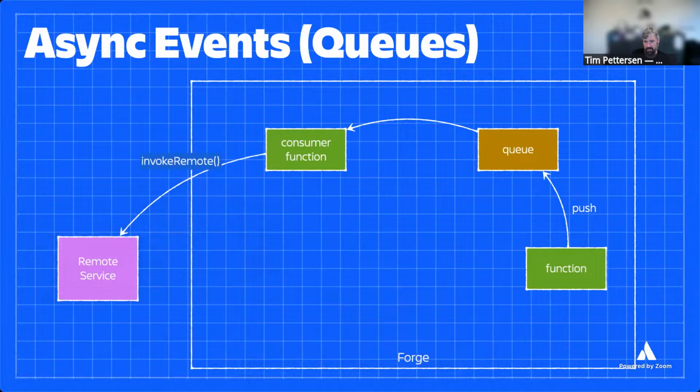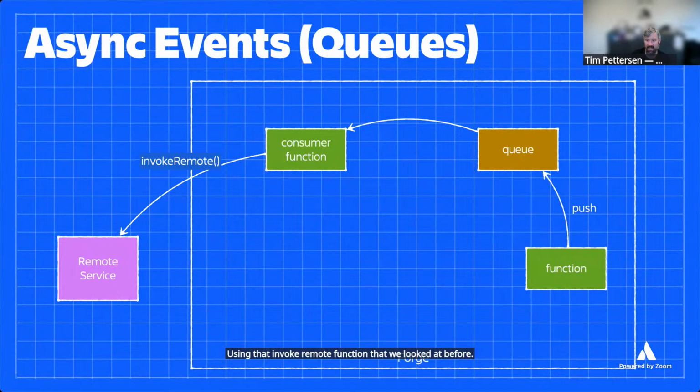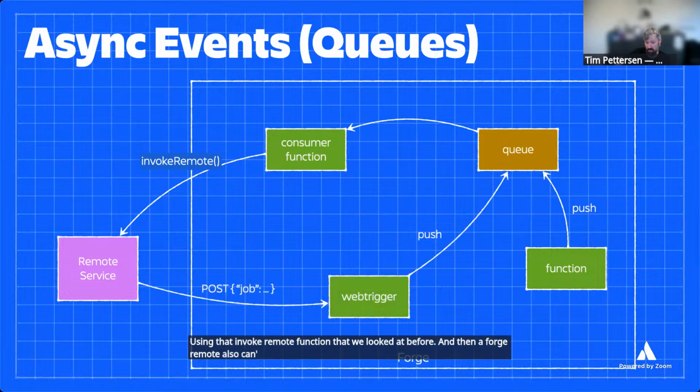So we don't support specifying a Forge remote endpoint directly as a consumer, but since a consumer function is just a regular Forge function, you can still push these jobs to a remote from your Forge function using that invoke remote function that we looked at before. And then a Forge remote also can't directly push jobs to a queue. So we don't have a public queue API that you can call from your Forge remote. But you can work around this by using a Forge web trigger to push jobs to the queue for them.